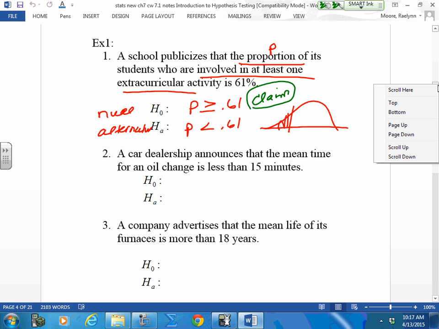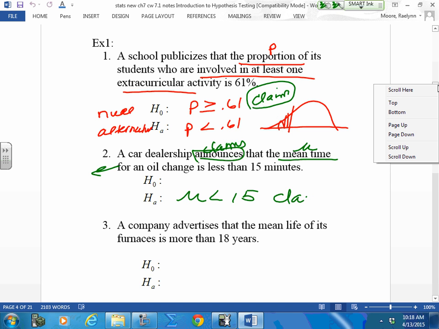Okay? Now, let's try another one. A car dealership announces that the mean, here's my mu, the mean time for an oil change is less than 15 minutes. This is a claim. He announces, he claims. How do I write this statement? The mean is less than 15 minutes. I just need to write that statement. Would that be the HO or the HA?